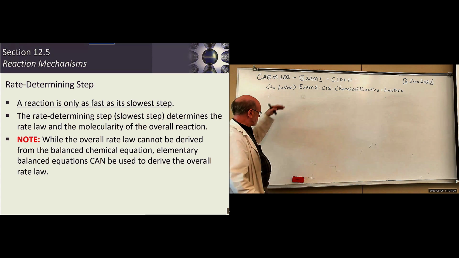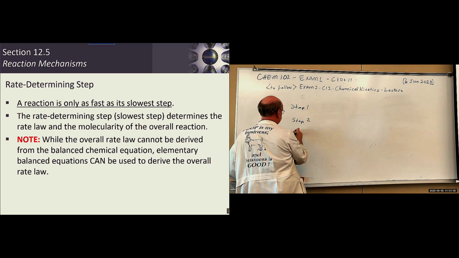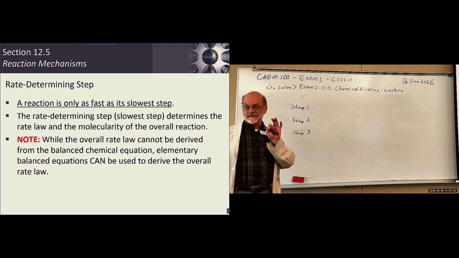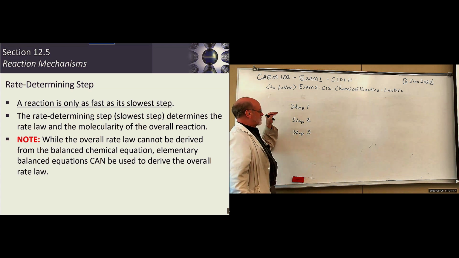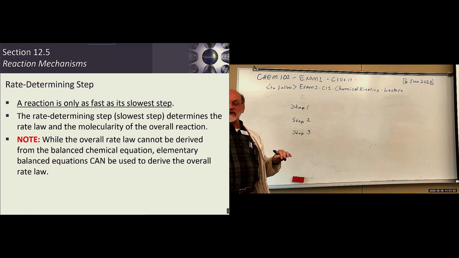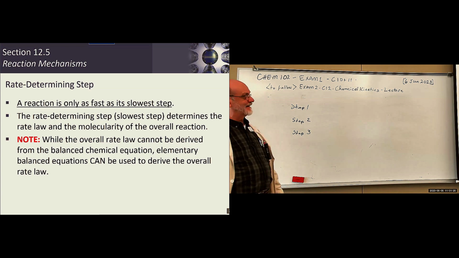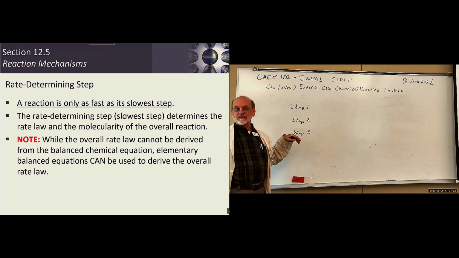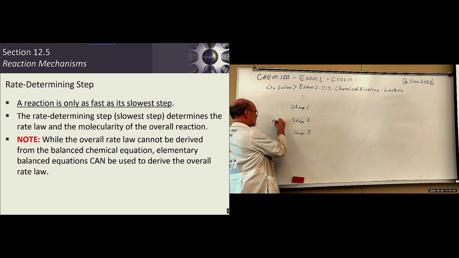Also, when you have these steps, step one, let's say we have three steps, and each one has its own rate, right? It has its own rate equation. The overall rate of the reaction is determined by the slowest one. That's the rate determining step. Now, they could all be very fast, but one of them is slower than the others. And that would be, say, if this is the slowest step, this would be the rate determining step.